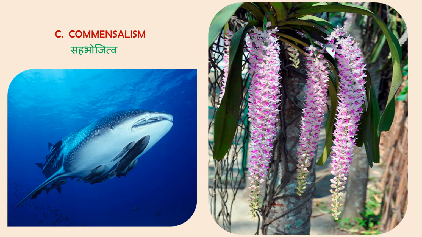Next is commensalism. It is a type of interaction where one organism gains something, and the other is neither harmed nor benefited, like orchids, which are epiphytes. They grow on tree trunks, and the trees provide them a surface for their growth, but they don't cause any negative effect on the trees, the epiphytes, and they get their nutrition from the air.